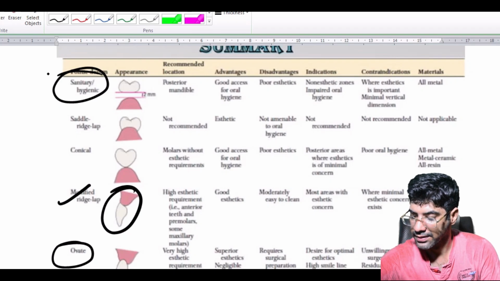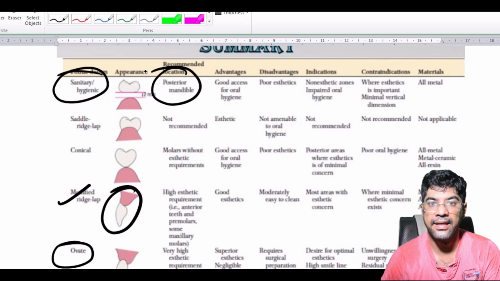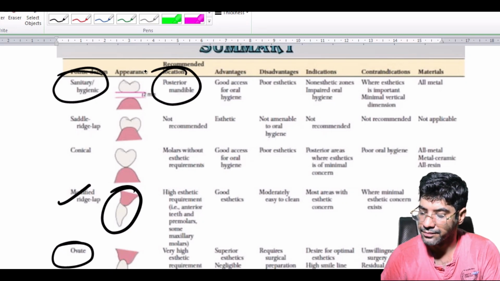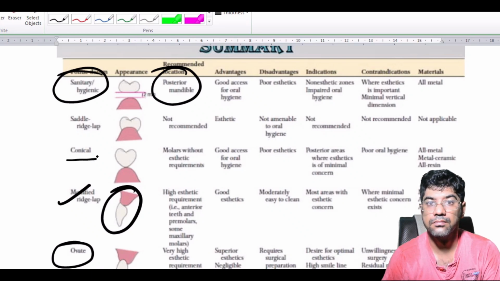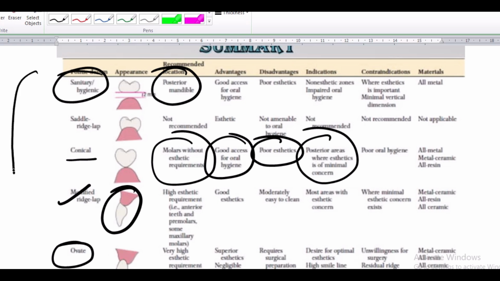Other is sanitary pontics. These pontics have zero tissue contact, making them easy to clean, but highly unaesthetic. So that is why they are used in posterior teeth where aesthetics are of less concern. So remember this table. Conical pontics are used in molars without aesthetic requirement. They have good access for oral hygiene, and their disadvantage is poor aesthetics. Uses and indication: posterior areas. So remember this table.